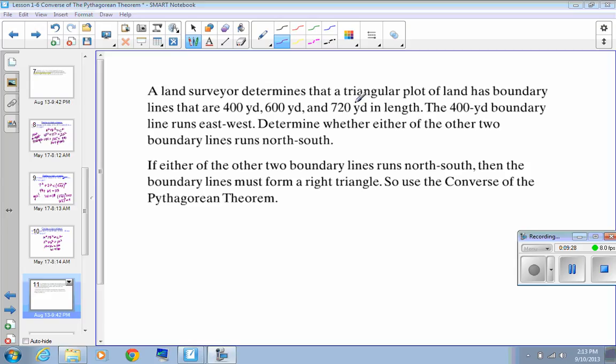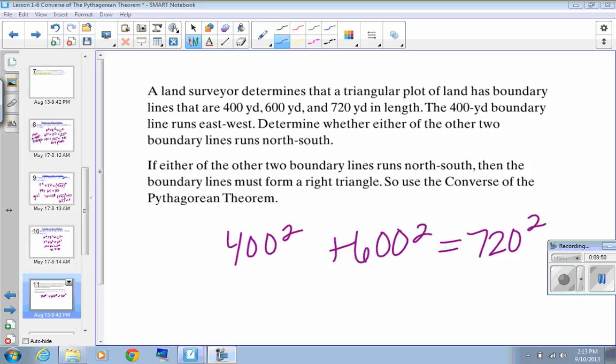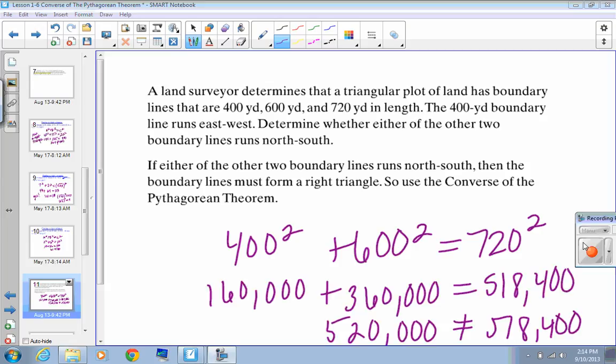So what we are looking for is what we were doing on the previous slide. Does this squared plus this squared give us this squared? So 400 squared plus 600 squared equals 720 squared. I want you to go ahead and solve this and prove if this is true or not. You should have seen that when you take 400 squared plus 600 squared, you get 520,000, and that does not equal 518,400.